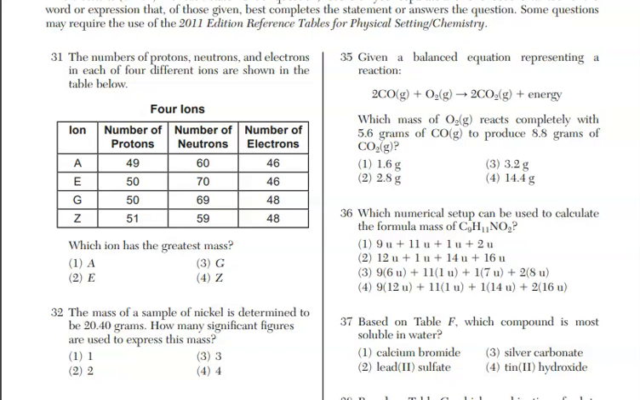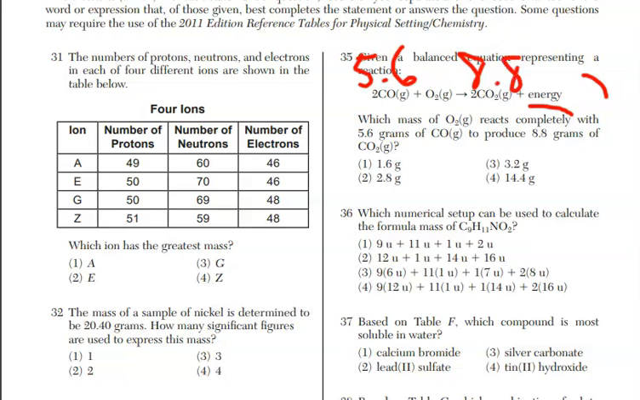For question 35, we are given a balanced equation, including that it's exothermic because you see energy as a product. Which mass of O2 reacts completely with 5.6 grams of CO to produce 8.8 grams of CO2? Right away, what I always suggest is when you have numbers and a balanced equation, put the numbers on top of the equation. My CO is 5.6 and my CO2 is 8.8.